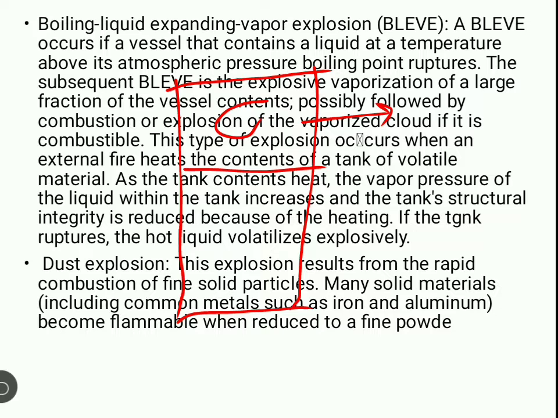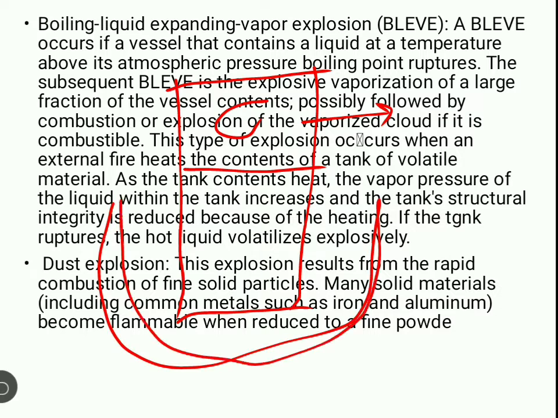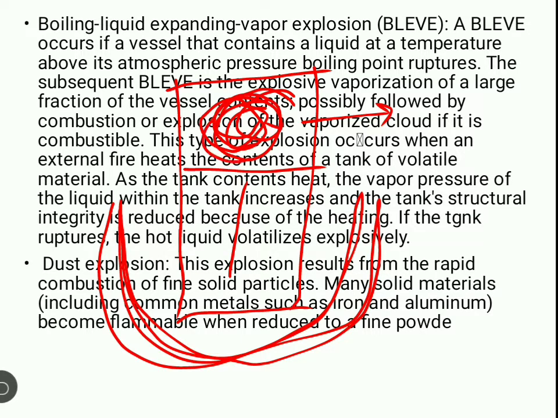Now, for various reasons, if the temperature around that vessel is increased, the vapor composition will increase and the pressure around the vapor will increase. So the temperature rises above its atmospheric boiling point, and the vapor composition is increased. Due to this increase, the integrity of that vessel will be hammered, and there will be a rupture and the explosion will take place.